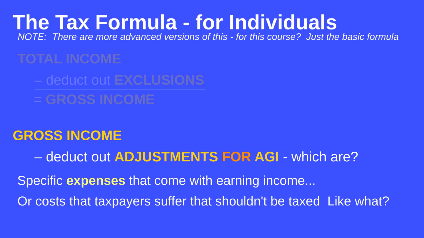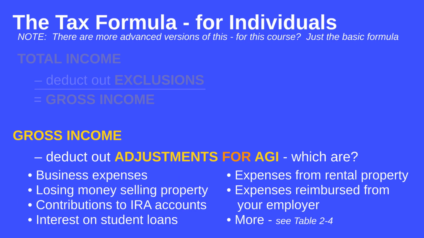So what are some examples? Well, I've got some up on the board right now. Business expenses. Here's something to keep in mind. All of your income, if you own a business, if you own a sole proprietorship, or you own a part of a partnership, all of the income that comes in for that business would be considered in that first step of this formula, in total income. This, the adjustments for AGI, is where we deduct out the expenses that it takes to run the business.